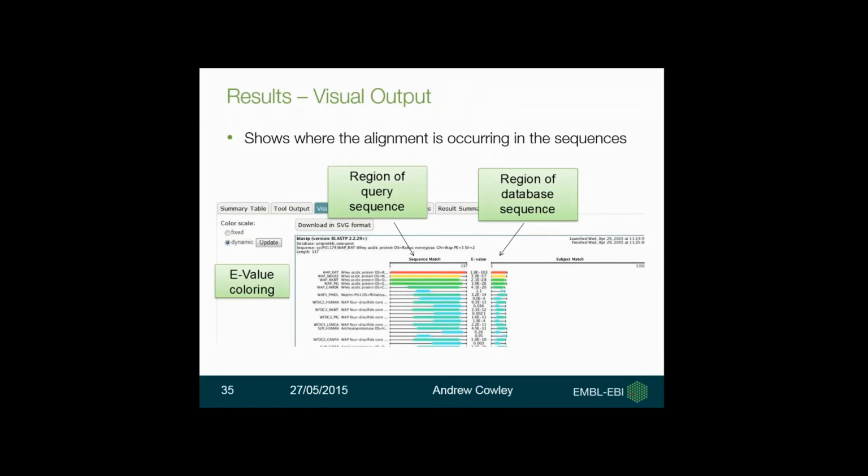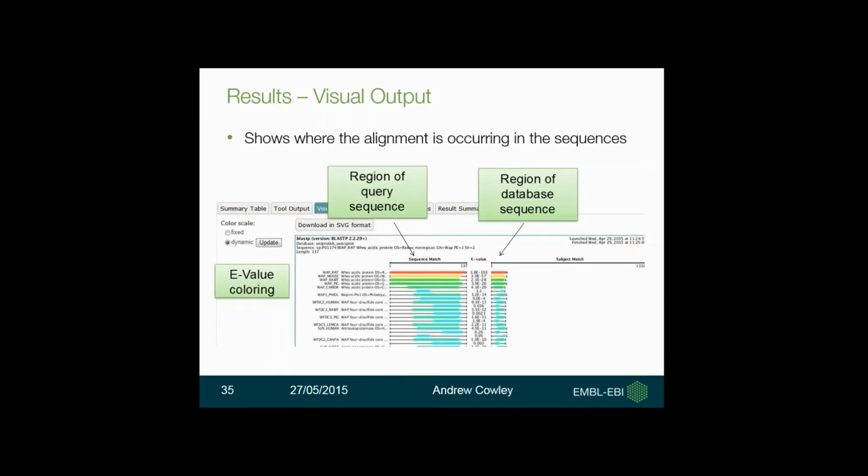So a tool like BLAST is a local alignment tool, so it might not align across the whole length of your sequence. And this page shows you which region in your sequence the alignment has been found. On the left-hand column, we have the region of the query sequence that's been found as aligning, and on the right-hand column we have the region of the database sequence that's aligning.